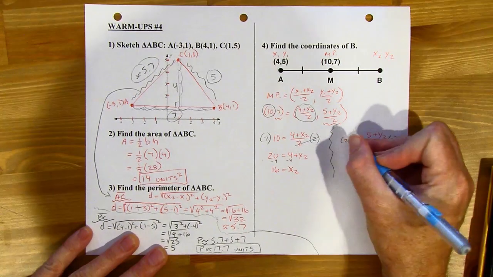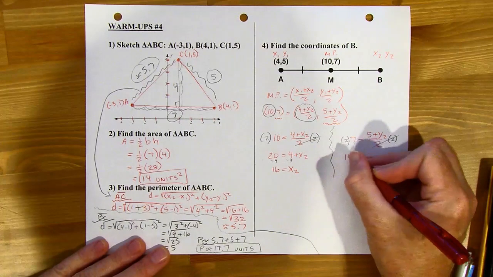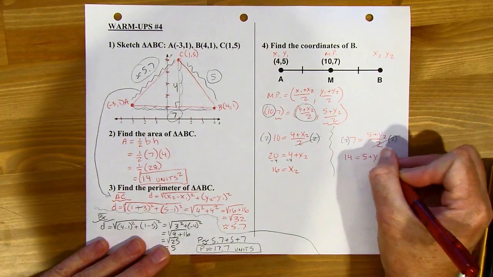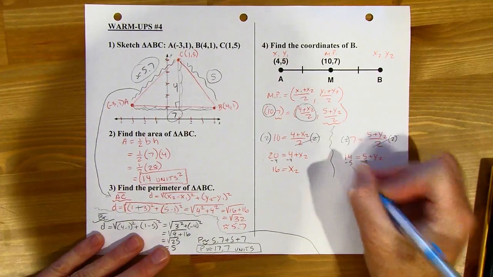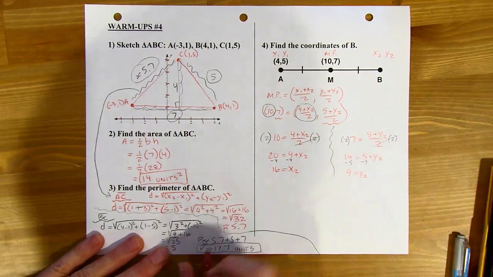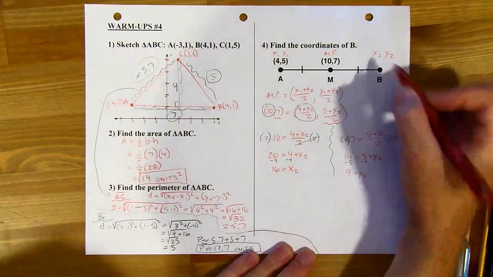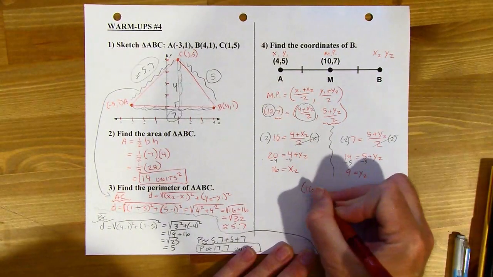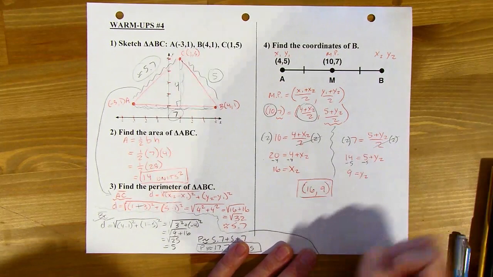Going to double the equation to clear the fraction again. And then just subtract 5, sorry. And 9 is my y sub 2. So there's my xy pair, right? So my x sub 2 should be 16. My y sub 2 should be 9. And that's the second endpoint, okay?